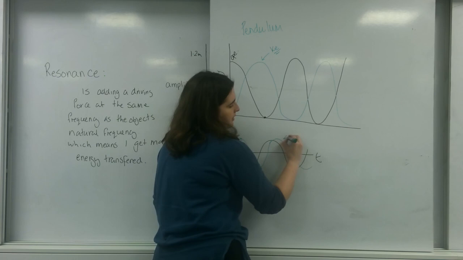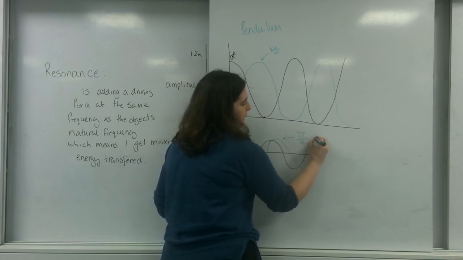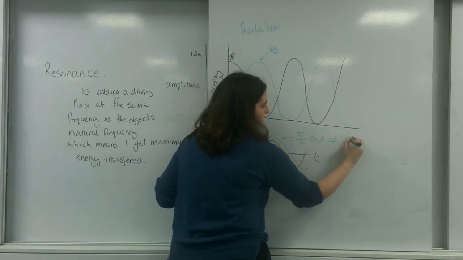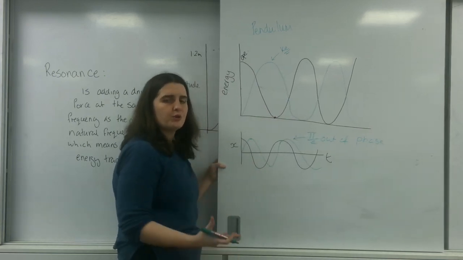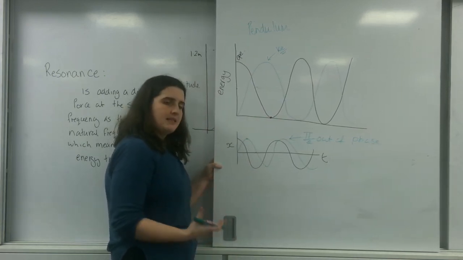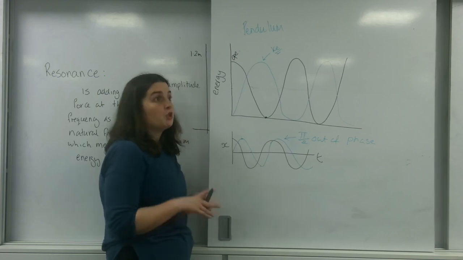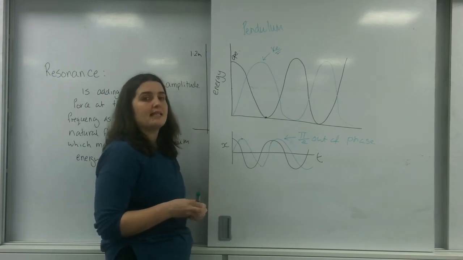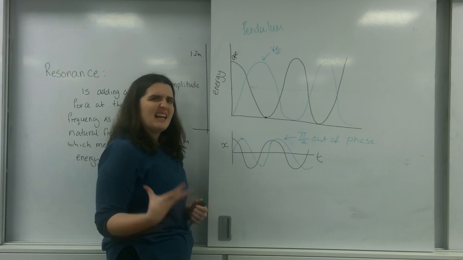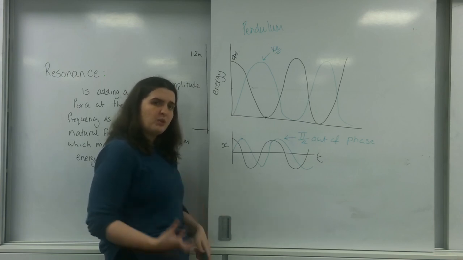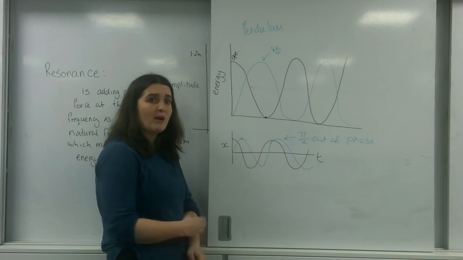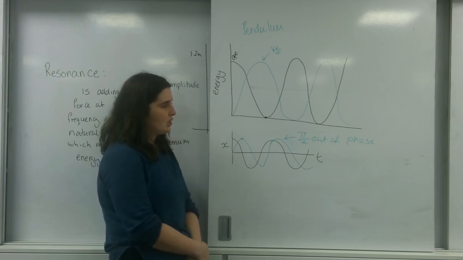This here is pi by 2 out of phase. And that is when you should add your force, your periodic driving force, to basically make the most out of it. You are adding literally to that point of kinetic energy. You're not adding at the beginning where you've got a mix of potential energy. You're adding purely when you've only got kinetic energy, or when you've got the maximum amount of kinetic energy.